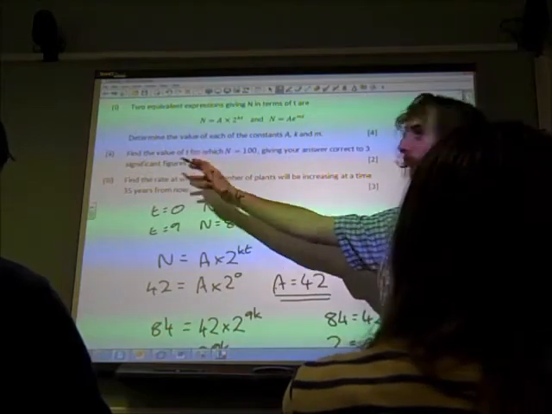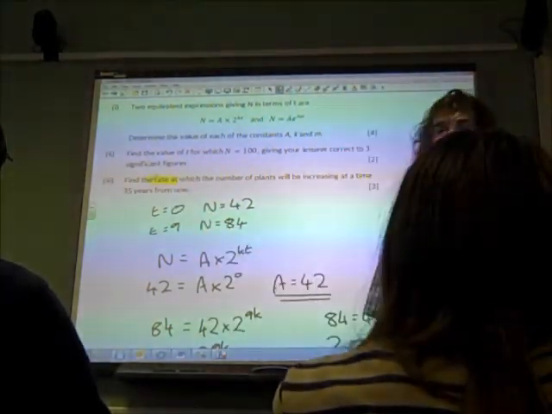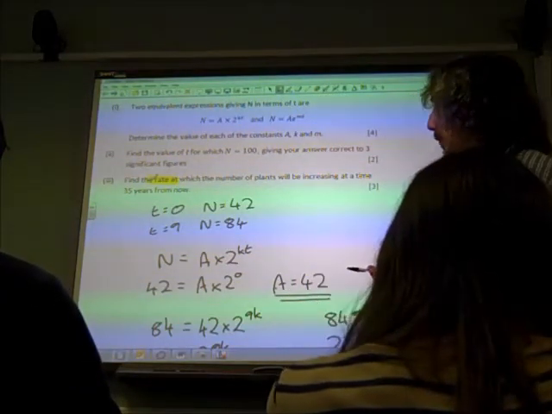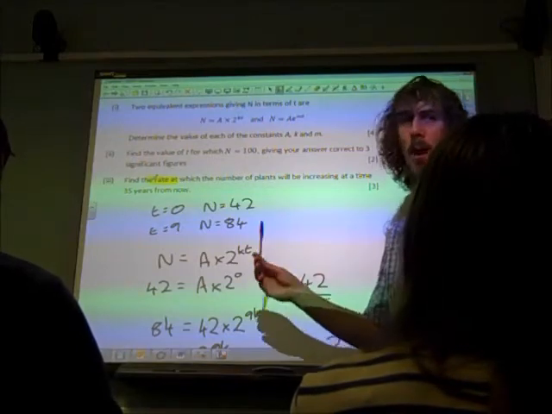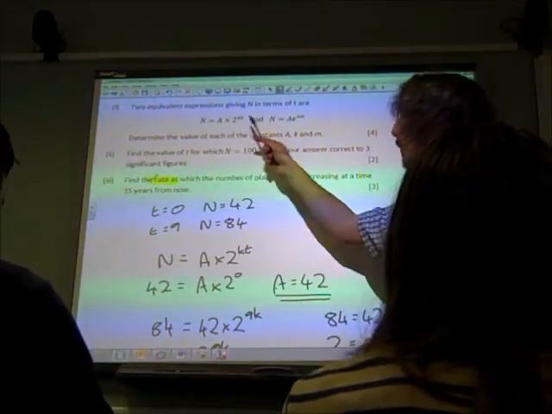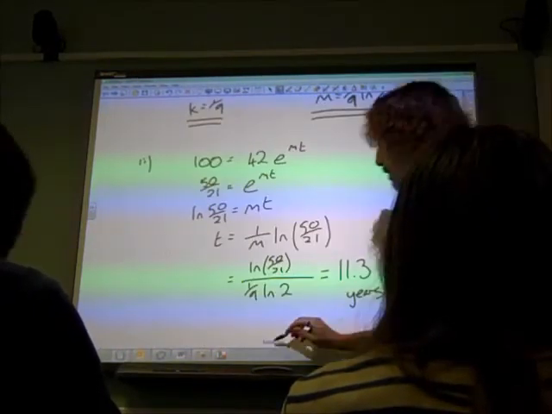Find the rate. Now, as soon as we see that, that tells us something, doesn't it? That tells us that we're going to have to differentiate to find the rate of change. So we need to differentiate now. We do know how to differentiate these, but it's probably best avoided. Let's go with this version and differentiate that. n is a e to the mt.